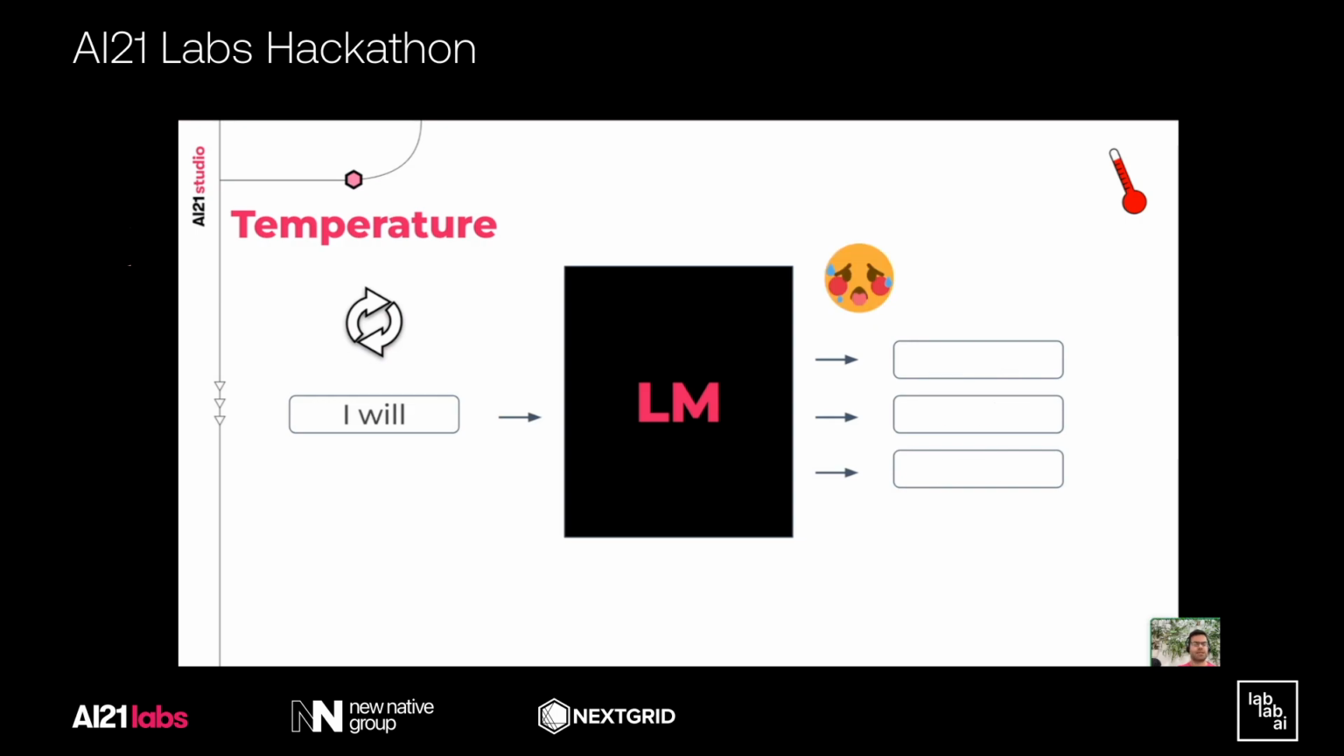Whereas if you set the temperature high, the model will be much more free. It will say, okay, there are several things that are probable, I will just return something else every time. So in our simplistic case, it will return survive one time, but then maybe it can return always love you, or I will wait for you.